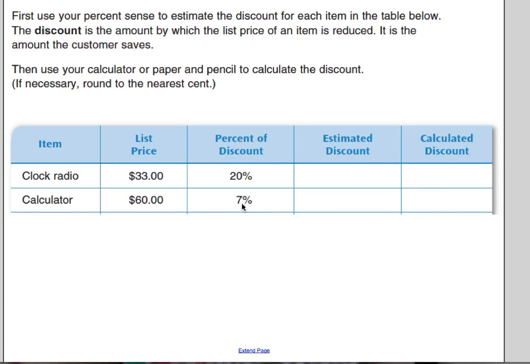If I had to estimate a 7% discount, I would probably think 10%. Like, what would 10% be? 1/10. 60 divided by 10 is 6. So it's going to be about $6 off, or not quite that much, probably $5 off. So I would estimate a discount of $5. Then calculate it out. Okay, hopefully that helps you understand what to do on this page. Good luck, and we'll check your work tomorrow and compare your answers with a math partner so that you can see how you're doing.